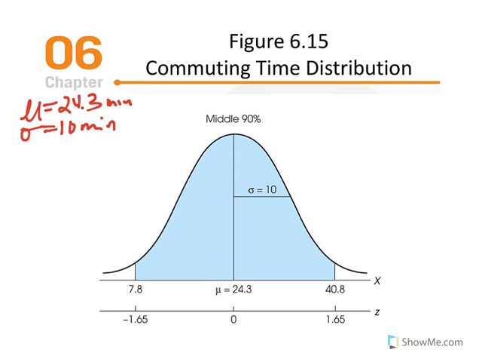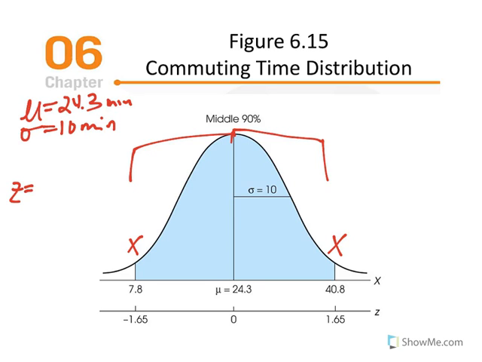And now we want to find out what is the commute time that frames the middle 90% of this particular distribution. So again, this area that's shaded is not one that is in the unit normal table, but if we think of it as half, this area here could be seen as the area between the mean and the z, as is this area. So what we need to do first is convert our x values into z-scores.